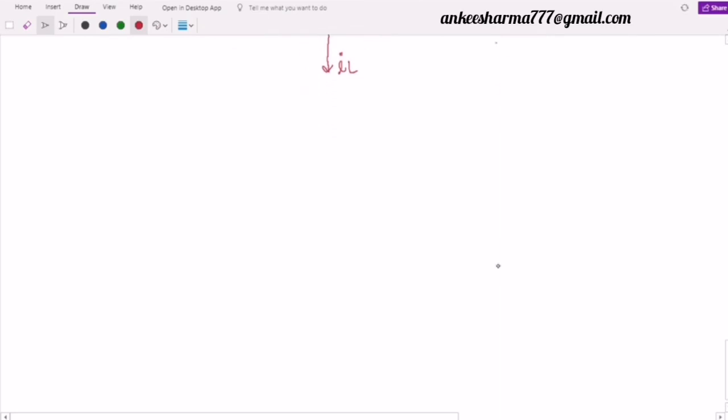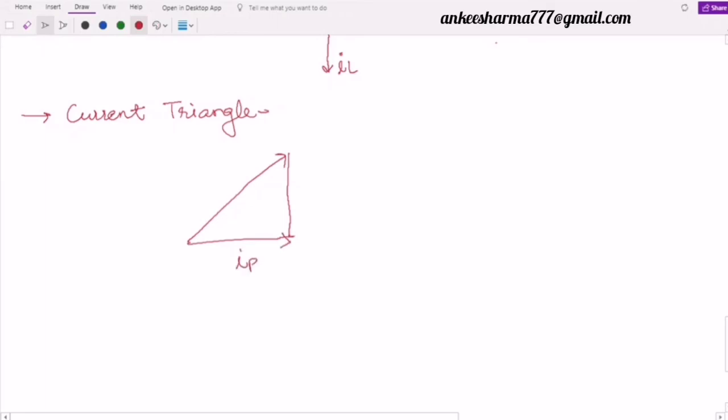Okay, so now we will discuss these different triangles. First one is the current triangle. Now what is there in the current triangle? We have already drawn it, so it is easy for me. I will draw it like this. So we will have here IR. Here I will have IC minus IL, and the resultant is I, and the angle is theta. So from here I can say I will be equal to under the root of IR square plus IC minus IL whole square. This is simple Pythagoras theorem.